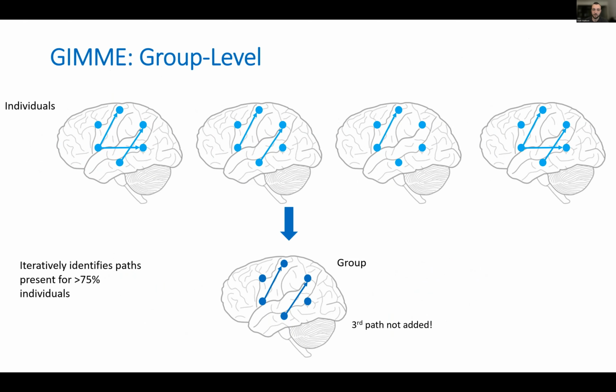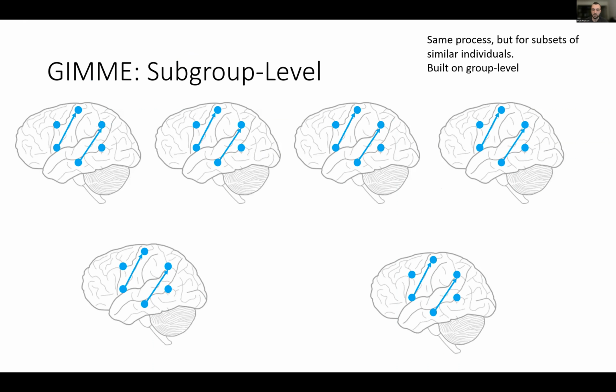We said these 2 paths are present for the majority of individuals. So we keep these in a group level model. And now we want to try to estimate data-driven subgroups. So these are subgroups that we're not specifying a priori. We have no hypotheses about what they look like. All we're doing is saying, do subgroups of individuals, maybe individuals 1 and 2 and 3 and 4, segregate into more similar connectivity patterns. And it's really kind of the same process.